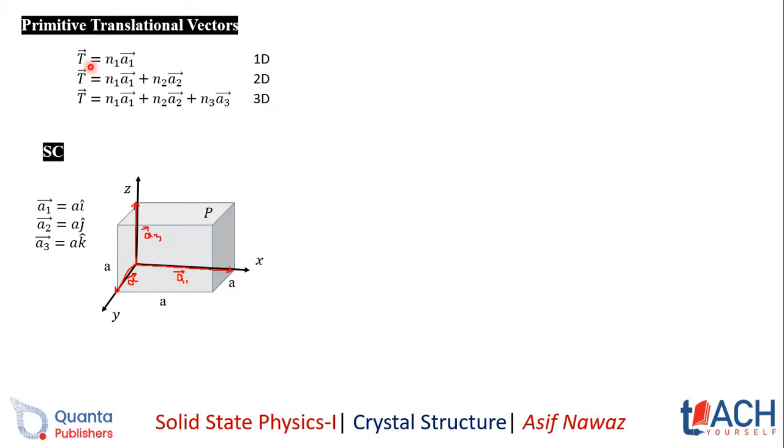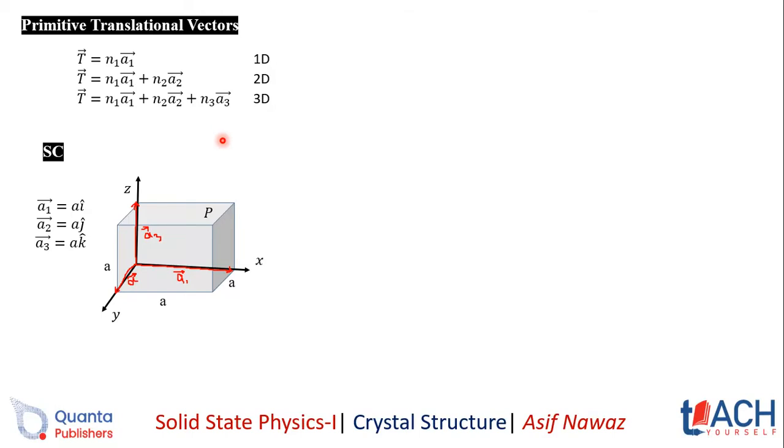In case of one dimension, this translational vector is n1 a1, and in case of 2D, then we have n1 a1 and n2 a2, right? Similarly, for the three-dimensional case, this translational vector is given by n1 a1 plus n2 a2 plus n3 a3, right?